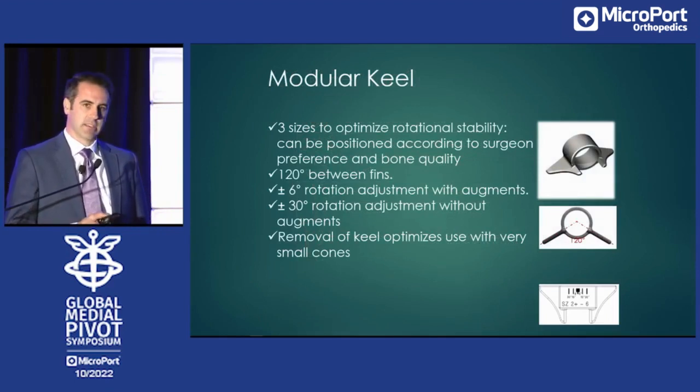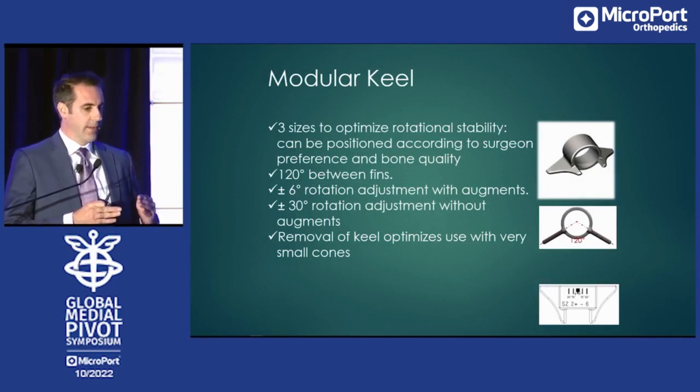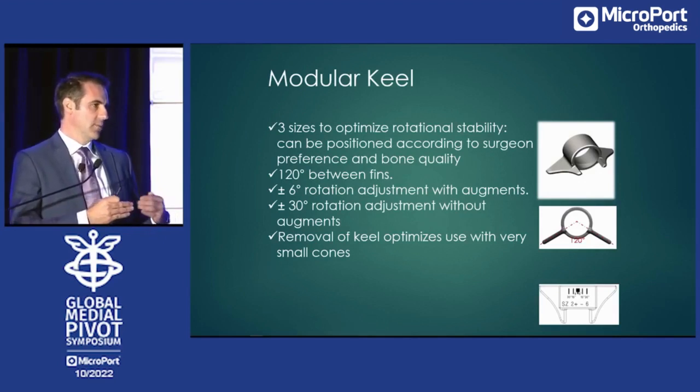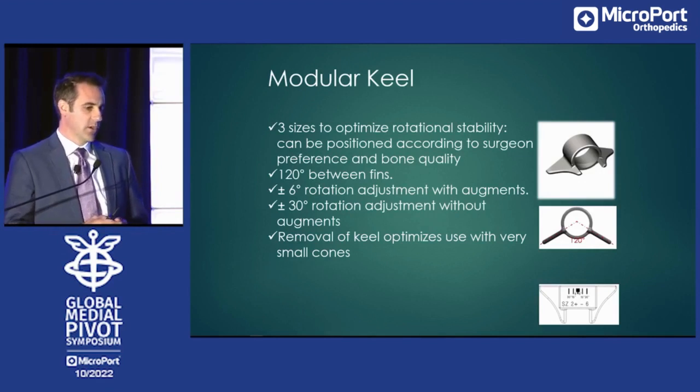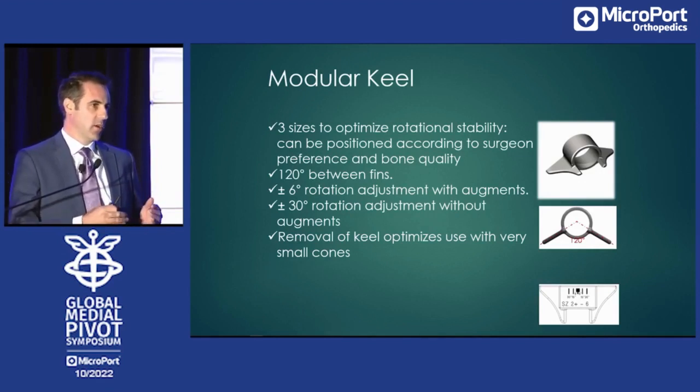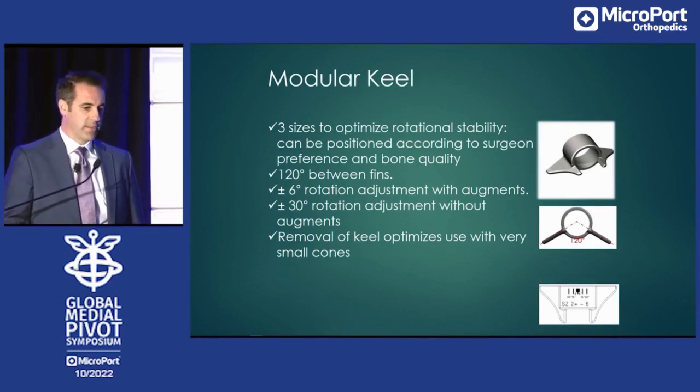There are three sizes, so make sure you have the correct size when you get your tibia. There's about 120 degrees between fins, so a good spread. When you use an augment, you lose some of that rotational ability. You only get about 6 degrees, but if you don't use an augment, you can rotate the keel independent of the tibial tray up to about 30 degrees. And this does help, I think, in certain cases when you're maybe losing a little bit of bone in certain areas and you don't want to do a cone.